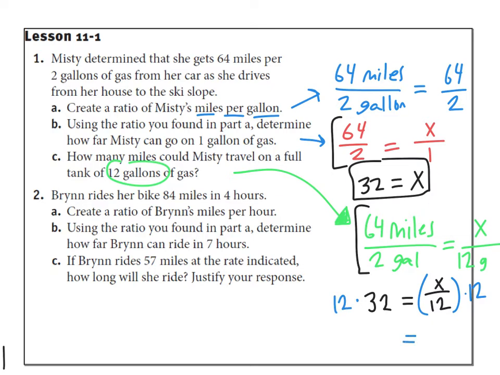Because on the right side of the equation, multiplying by 12 undoes the dividing by 12, and we just get x. And then we can do 12 times 32, which should get us 384.